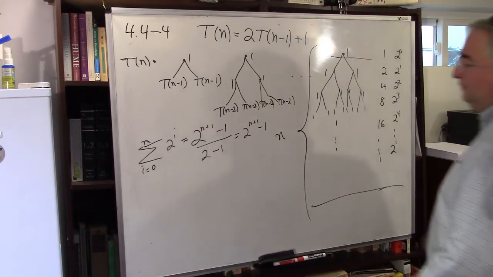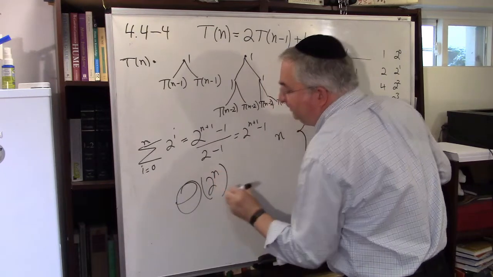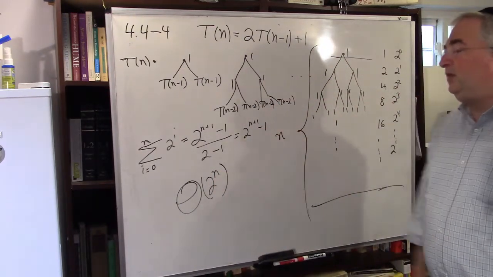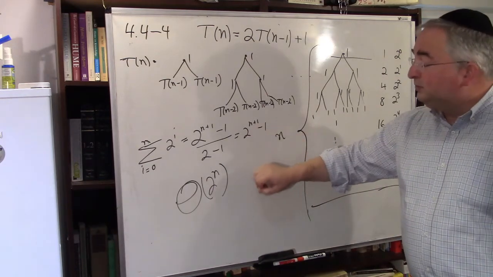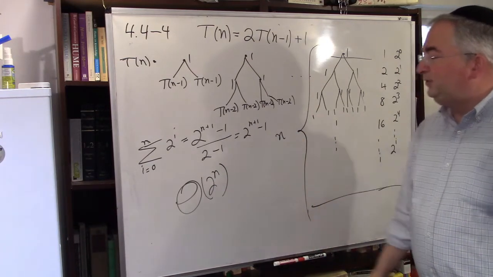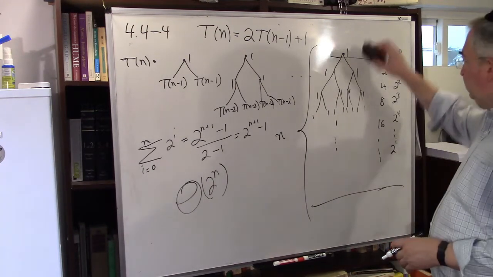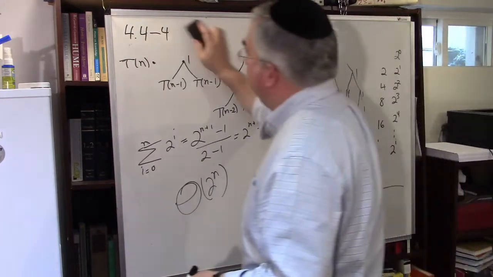If you want, you can write this as theta of 2 to the n, because 2 to the n plus 1 is 2 times 2 to the n. So that takes care of that. You're just adding up a geometric series. Great. Next.